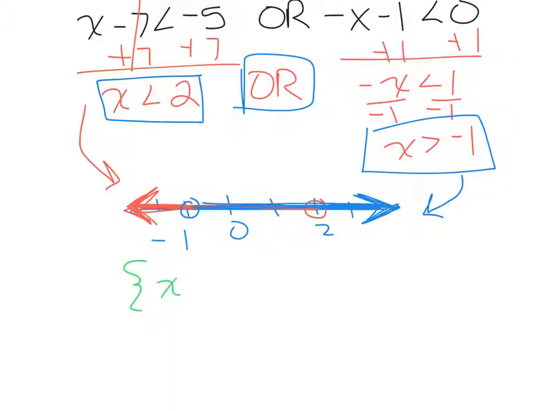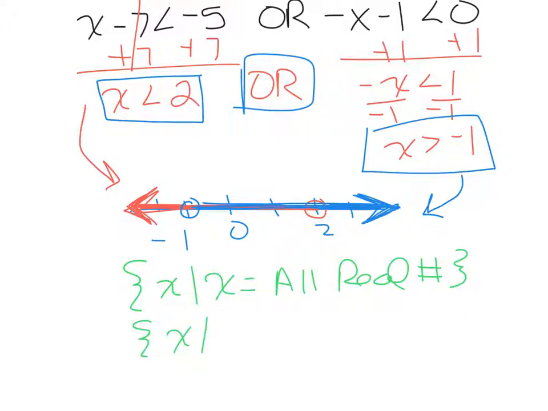In set builder notation, x such that x equals all real numbers. Your book writes this as x is less than 2 or x is greater than negative 1. I think this is kind of ridiculous. This doesn't really show that you understand anything. This one up here, x equals all real numbers, really shows that you understand the entire graph is shaded.